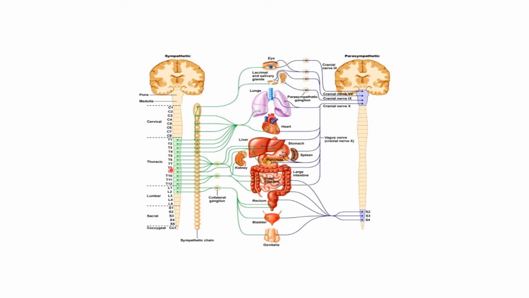Thoracolumbar, we have thoracic and the lumbar, T1 to L2. These are the sympathetic branches. Like parasympathetic, sympathetic is also supplying to the kidney, liver, GIT and also bladder, genitalia. Both are having different functions.